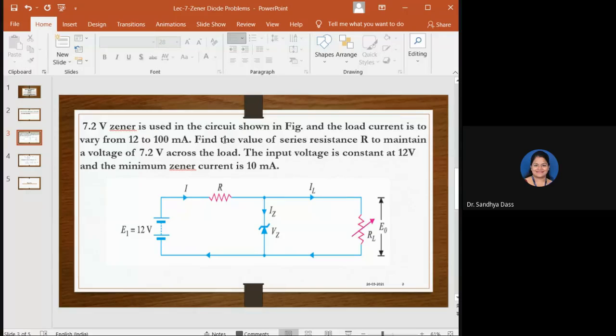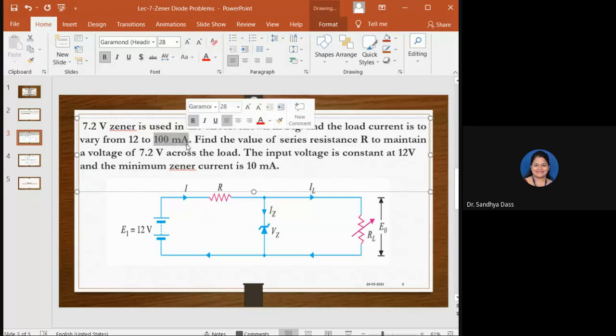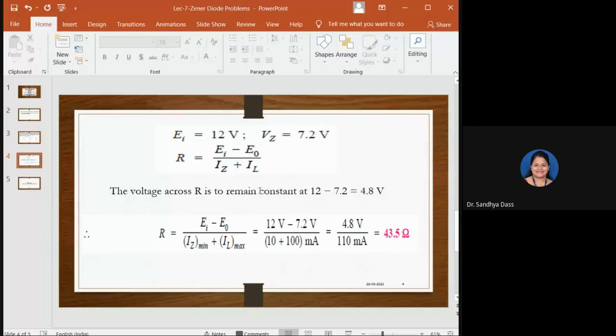And do we have those values given in the question? Iz minimum, do you have? Yes, it is specified here. The minimum Zener current is given, and maximum IL is also given. Fine. So when you substitute in KVL, in terms of I, substitute Iz plus IL.